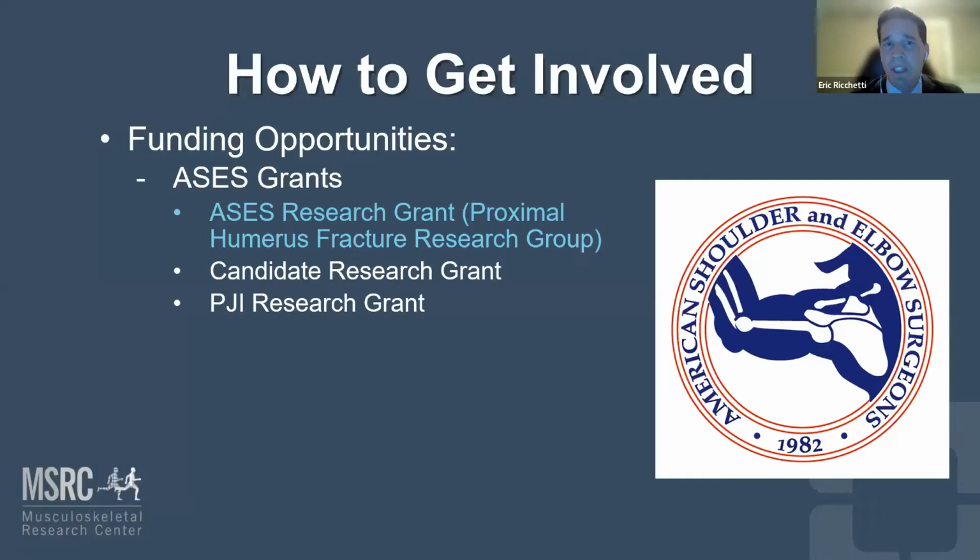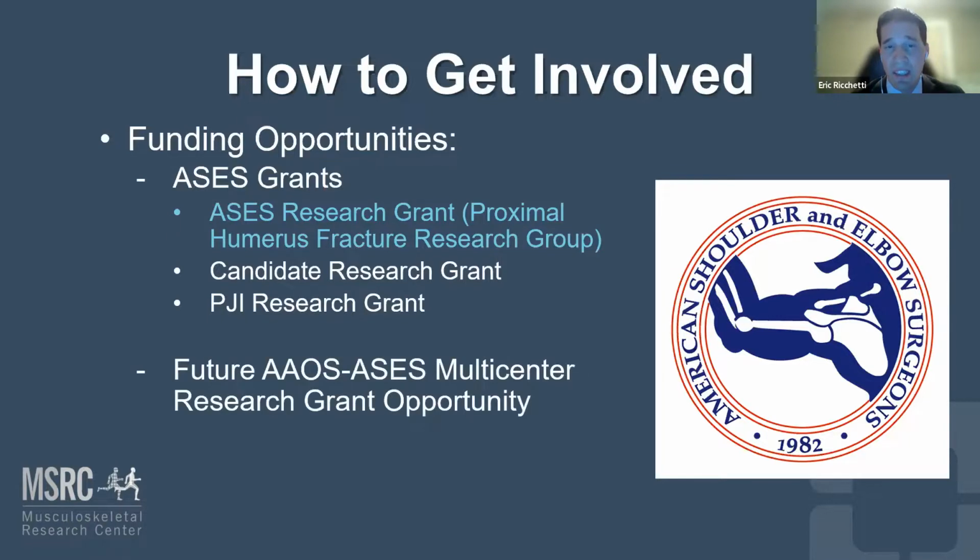And I think ASES already has some great opportunities for funding to help get these groups growing. If you look at the different ASES grants, all of these grants are opportunities for these multi-center groups to get early funding. The proximal humerus fracture research group has recently had an award for an ASES research grant to start their prospective multi-center data collection.